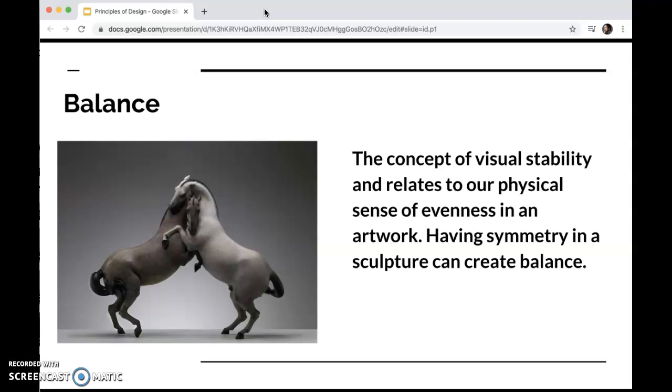Balance is our next one. This is showing balance in a physical sense because we have the sculpture where, if one horse was a different direction or weight than the other, it would likely fall over. So we have that physical sense. But you could also think about balance in a way where it's equally spaced. So we've got something that's the same on one side as it is on the other. So we have something called symmetry going on in an artwork.